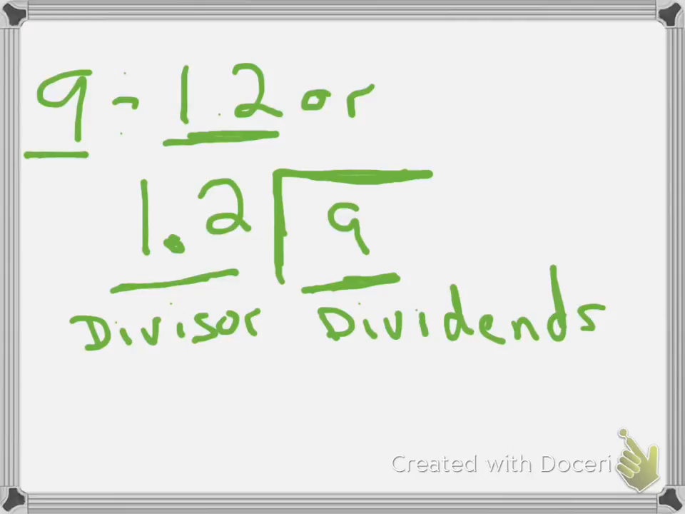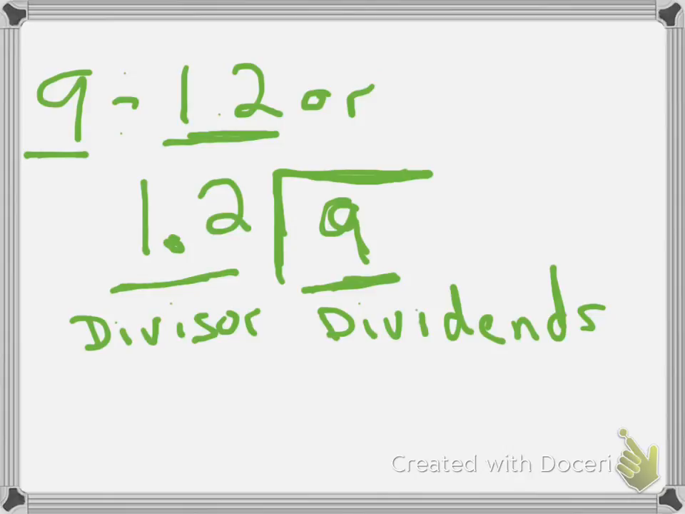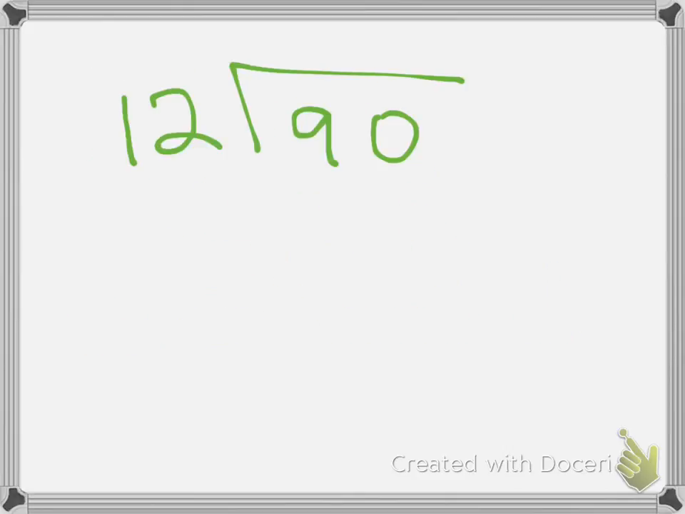All right, boys and girls, the first thing I'm going to do is look at the problem and say, you know what? I have a decimal here, but I don't have a decimal here. So when I rewrite the problem, I'm going to write it as 12, because I want to eliminate the decimal, and 90. Basically what I did was I moved the decimal to the right, and whatever I do to one side, I have to do to the other. So this automatically becomes 90. So we have 12 into 90.